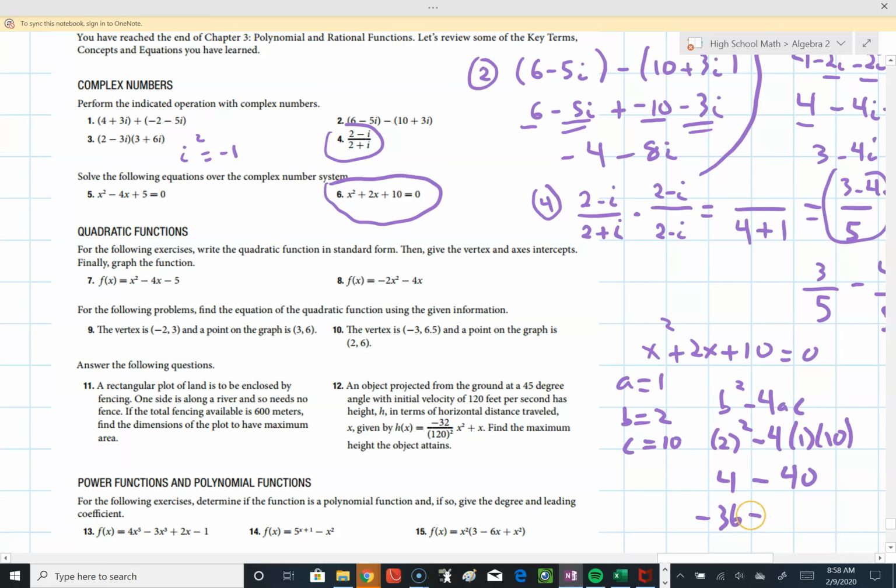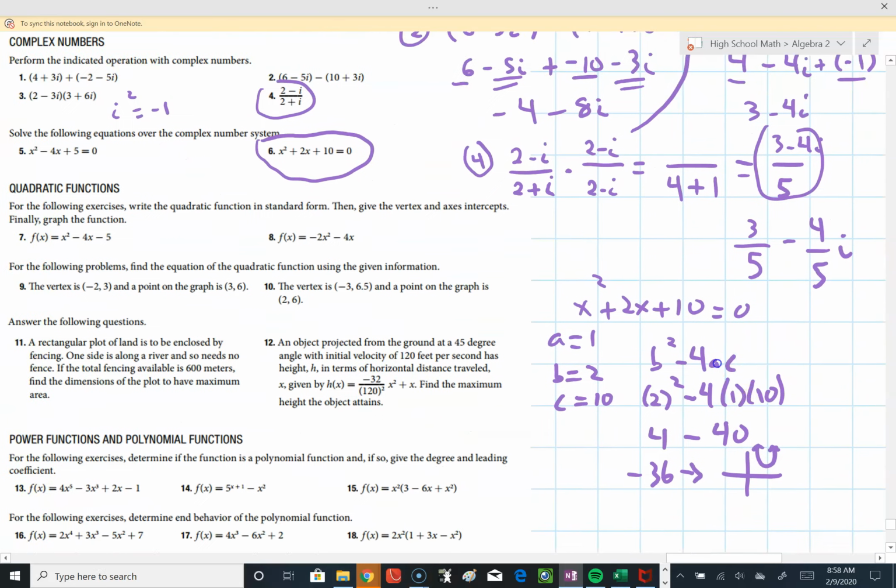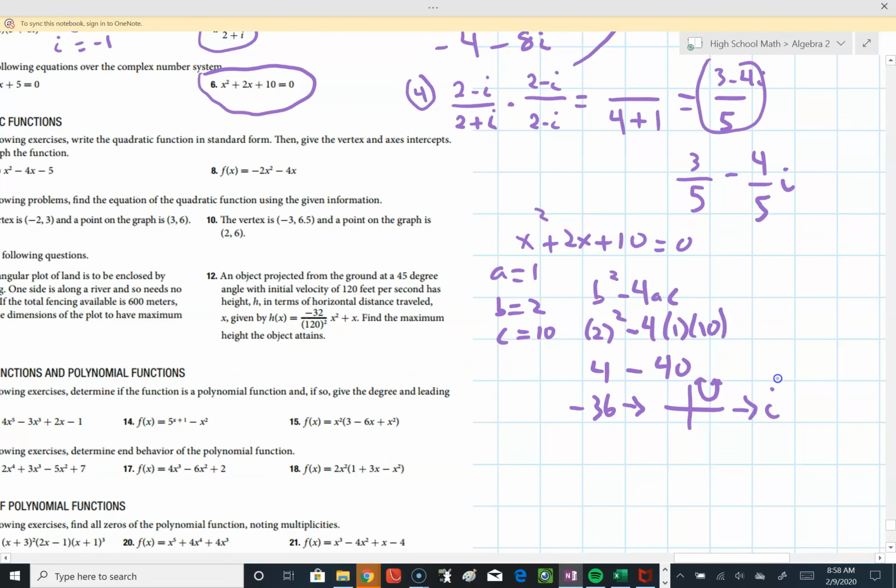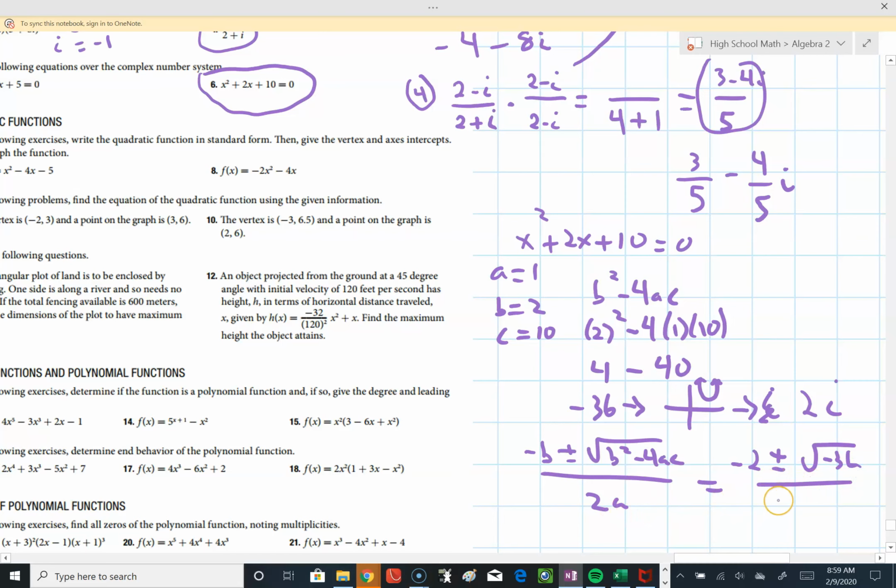When the discriminant's negative, we know there's going to be no real solutions. If we graphed it, it would never touch the x-axis. We know we're going to have these imaginary solutions, 2 of them. They always come in pairs. 2 complex solutions. Rest of quadratic formula. The quadratic formula is negative b plus or minus the square root of b squared minus 4ac all over 2a. Negative b will be negative 2 plus or minus. We've already found this part. It's negative 36. 2a will be 2 times 1, which is 2.